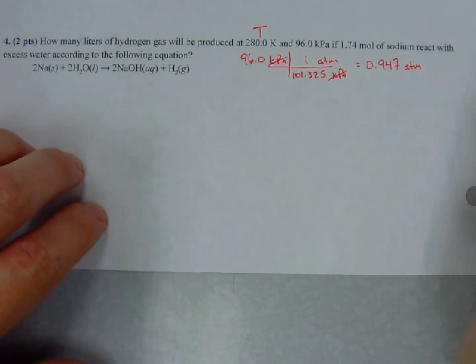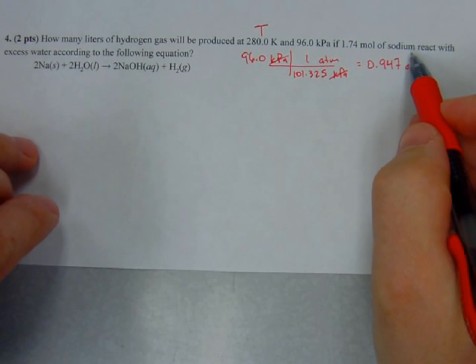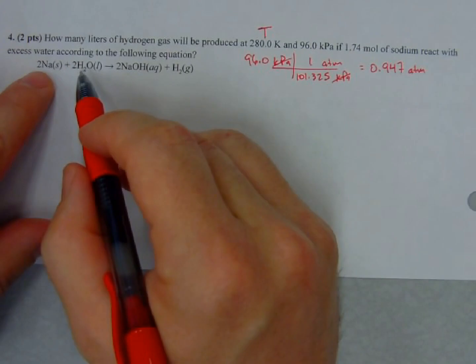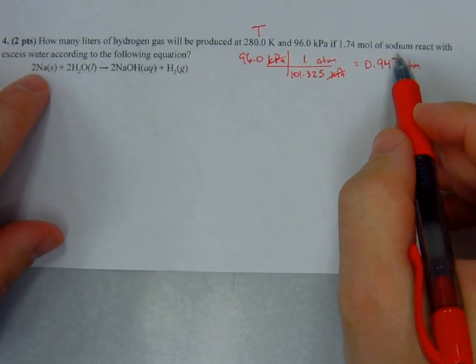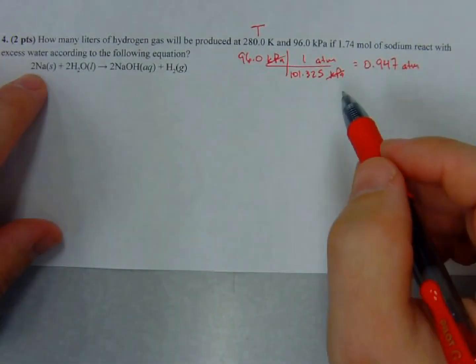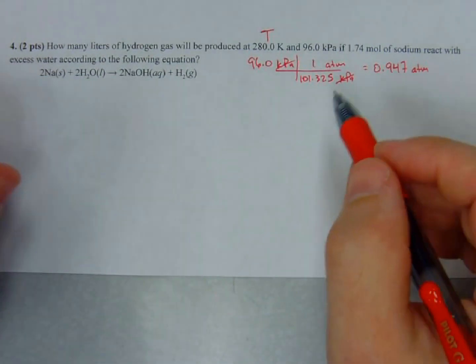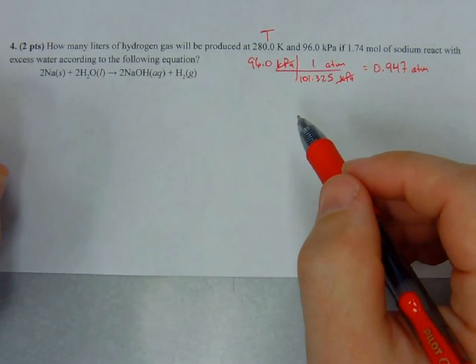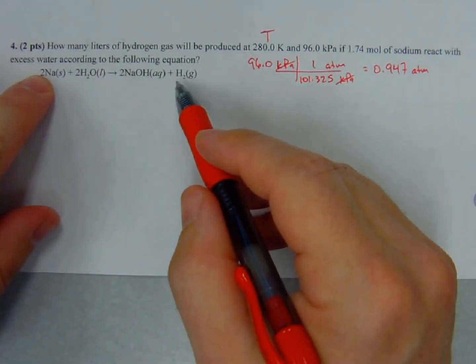Okay, so we'll use this value for pressure so that I can still use my 0.0821 value for R. If 1.74 moles of sodium react with excess water, according to this equation, so we have this many moles of sodium. Now you might be thinking, let's throw all of these numbers into the ideal gas law, right? Solve for a volume of sodium and use volume to volume ratios to convert from sodium to hydrogen.